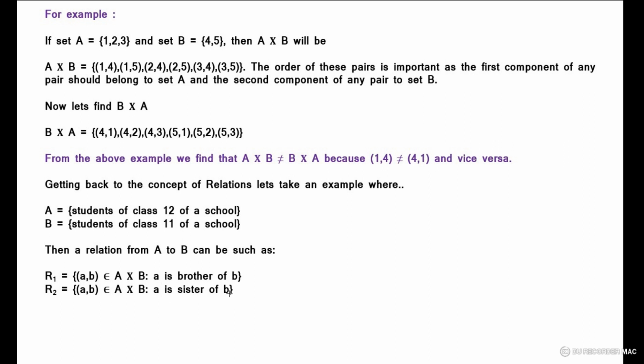Then R3 equals (A, B) belonging to A cross B, where age of A is greater than the age of B. Of course, the age of A, a student who belongs to class 12, is going to be greater than the age of B, someone who belongs to class 11. There can be exceptions anyway, because it doesn't always have to be greater.